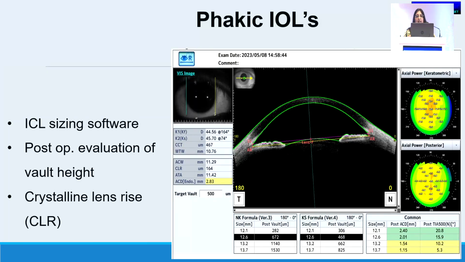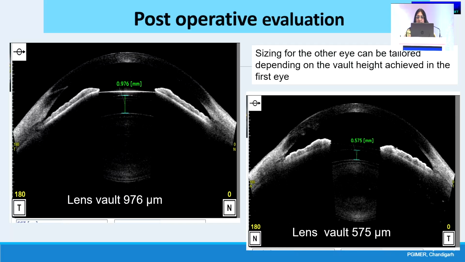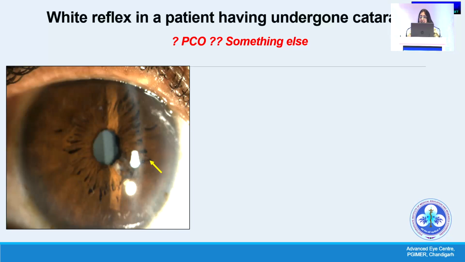So if the crystalline lens rise is more positive, then we want to go in for an ICL with a higher vault vis-a-vis if the crystalline lens rise is negative. And this is just showing how we can measure the ASOCT vault height. And then the sizing for the ICL vault height and for the sizing for the other eye can then be tailored according to that.